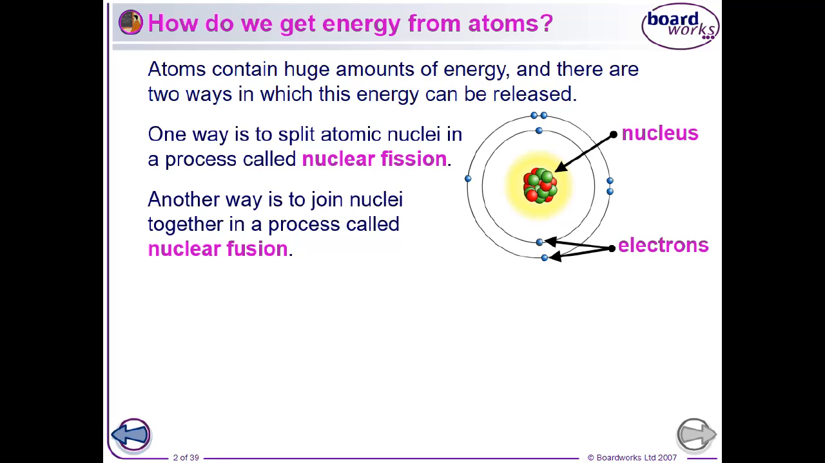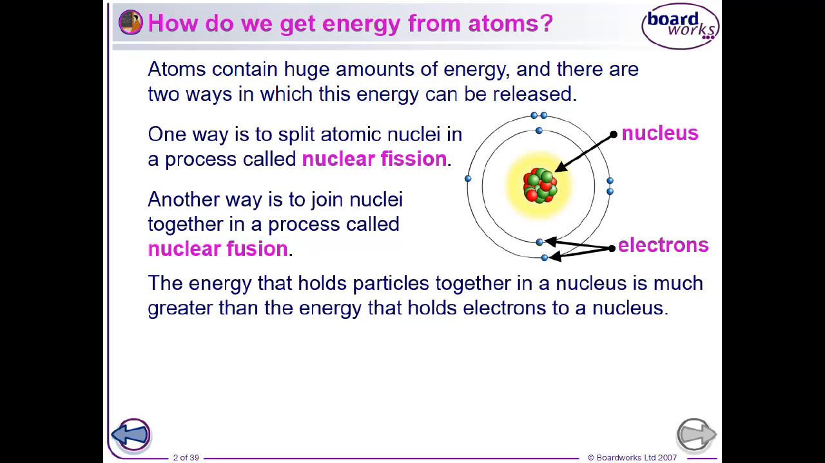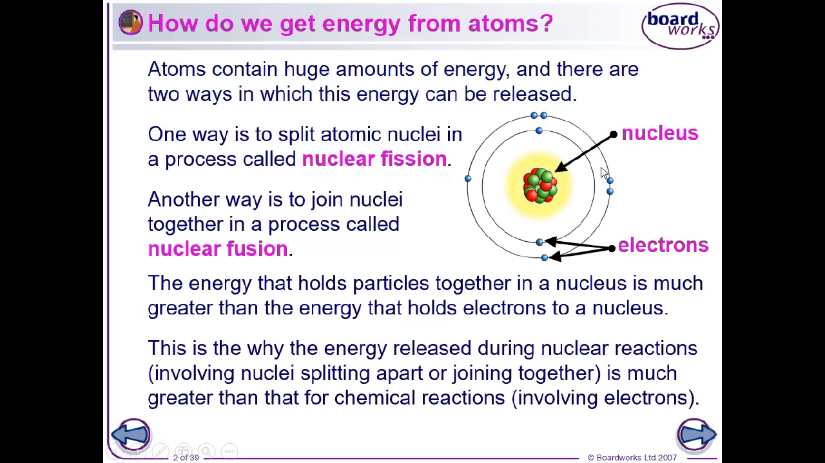Another way is by joining nuclei together. The smaller nuclei, when you join them together, they also release some of that energy, and that's called fusion. So fission is splitting, fusion is joining. So the energy that holds the particles together in the nucleus is much greater than the energy that is holding the electrons around the nucleus.